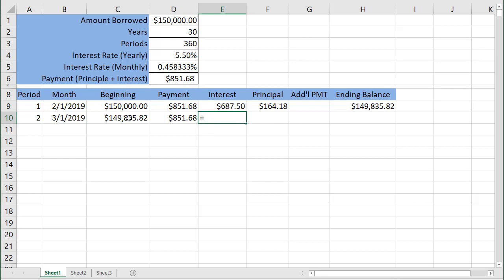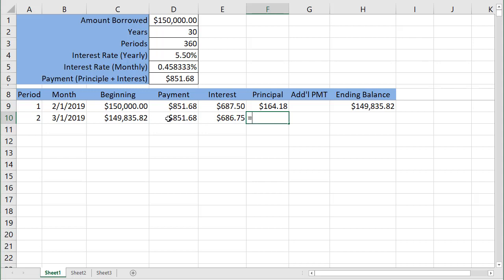So the amount of interest that I'll pay is going to be what I owed at the beginning, which is very slightly less than it was last month. And I'm going to multiply that by the monthly interest rate. Again, I'm going to make that cell absolute. So I pay a very similar amount of interest, very slightly less than last month, because the amount of principal I had at the beginning was also very slightly less.